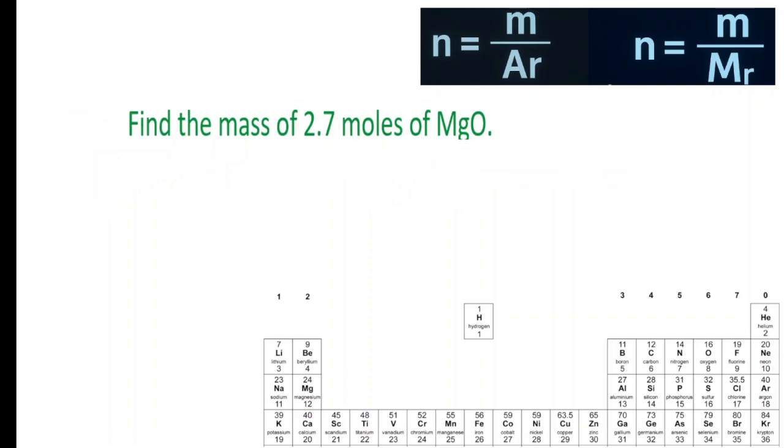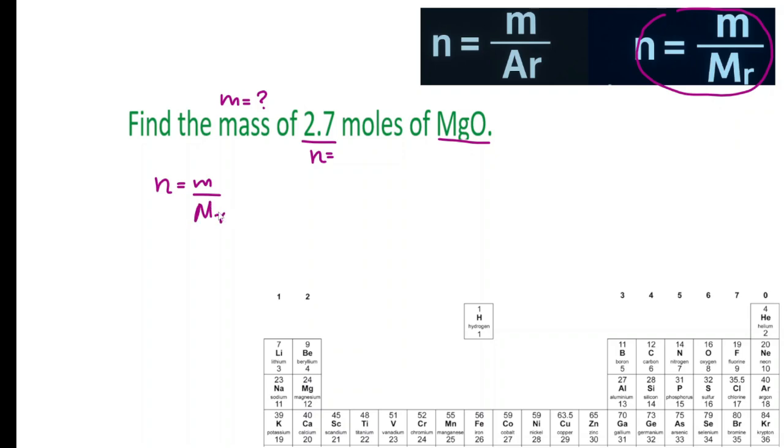Let's try another question. The question here is to find m, given 2.7 moles. So we know n is 2.7. Magnesium oxide. Now this is a compound because you've got more than one element. So obviously I have to go with the one with Mr. So let's write the formula: n is equal to m over Mr.